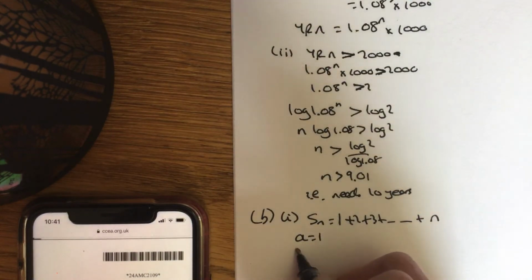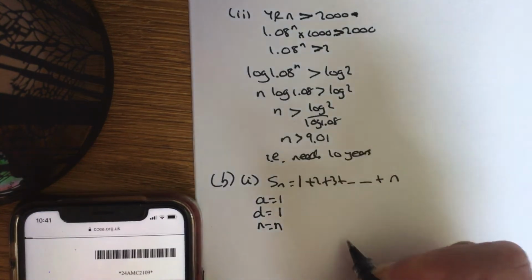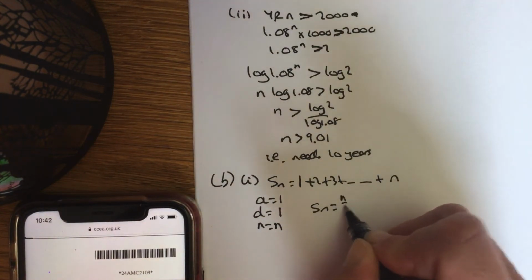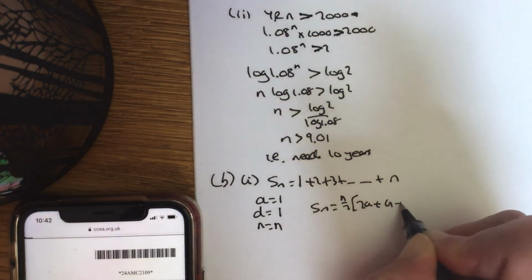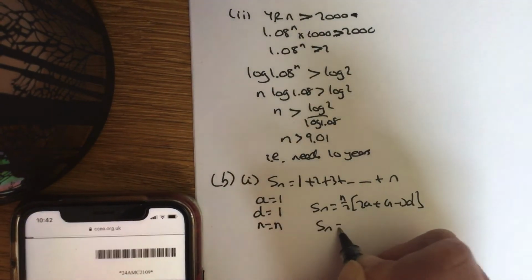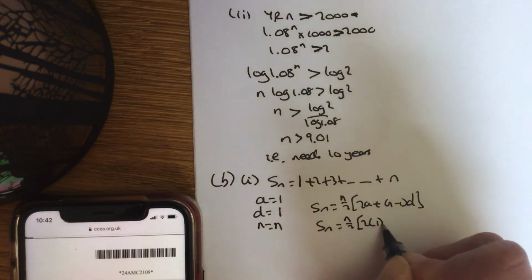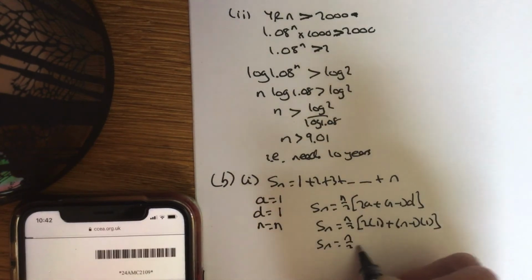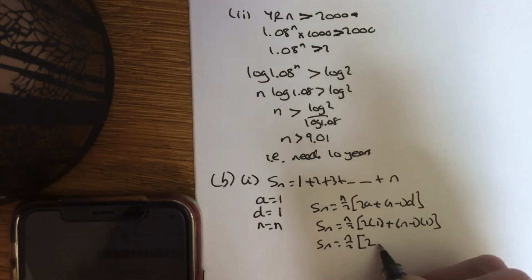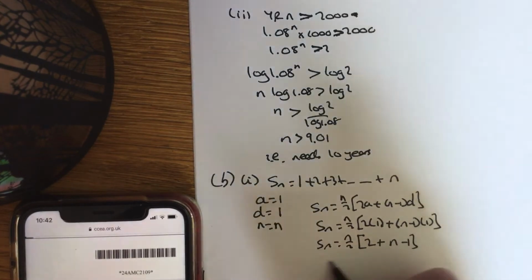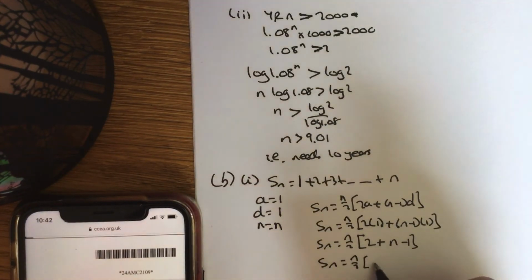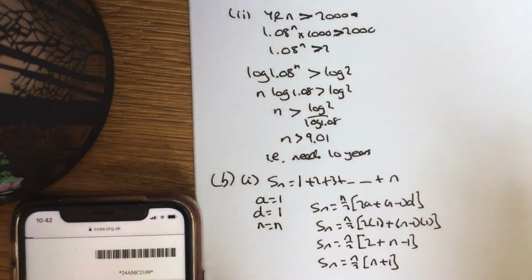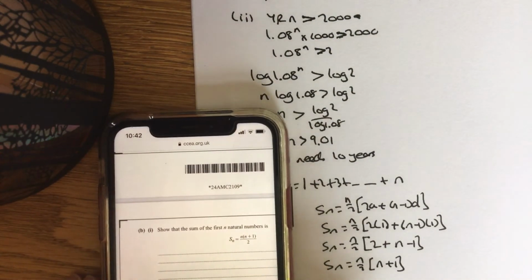So a is 1, it's going up by 1s each time, so the difference is 1, and the number of terms is n. So we're just using your normal formula for an AP, n over 2, 2a plus n minus 1 d. So Sn is n over 2, 2 times 1, plus n minus 1 times 1. And just tidying that up, 2 plus n minus 1 tidies up to give you n over 2, n plus 1. And that is exactly what they were looking for there.